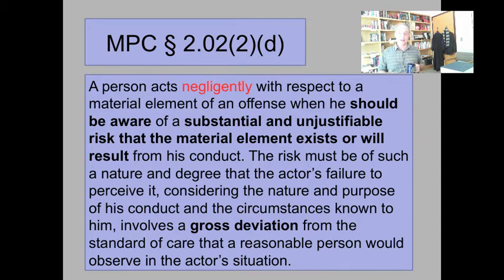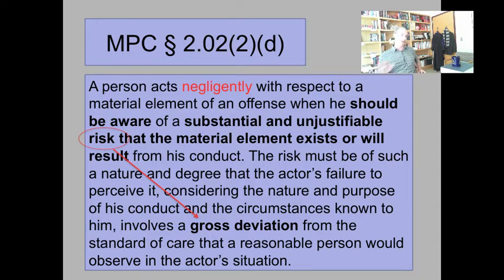And then finally, there's the negligent level. This is the fourth of our levels, and it's the least demanding. Notice here that instead of asking what is actually going on in the mind of this defendant, we ask what should be going on in the mind of the defendant. So we ask, should this defendant be aware of a substantial and unjustifiable risk? And what kind of risk is that? Well, it's got to be a gross deviation from the standard of care.